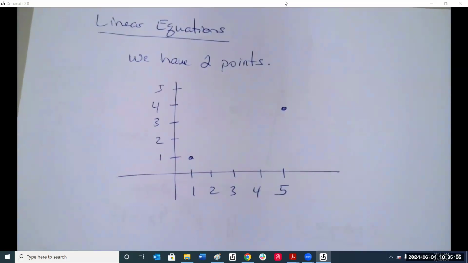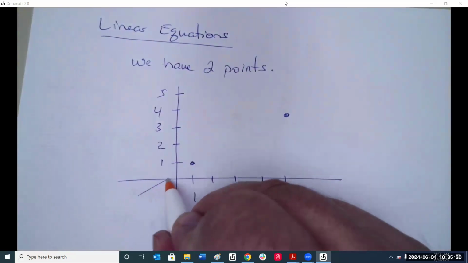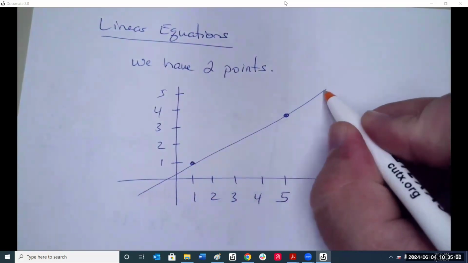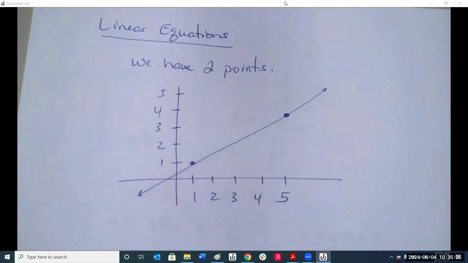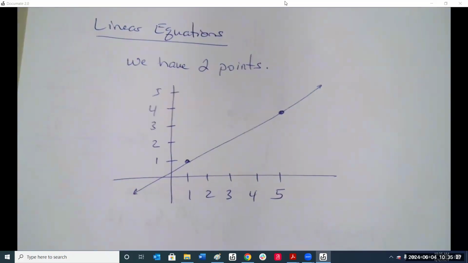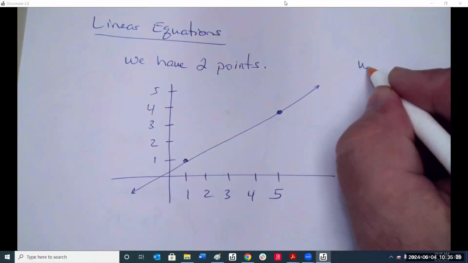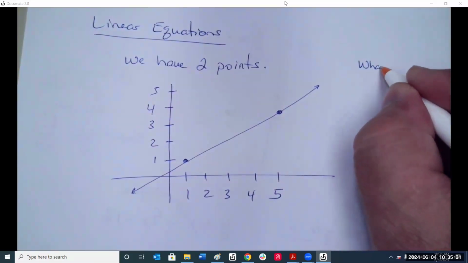So we have 2 points. We're dealing with a linear equation. What all can we do if we have 2 points? So we connect the 2 dots with a line. What can we find with that information?